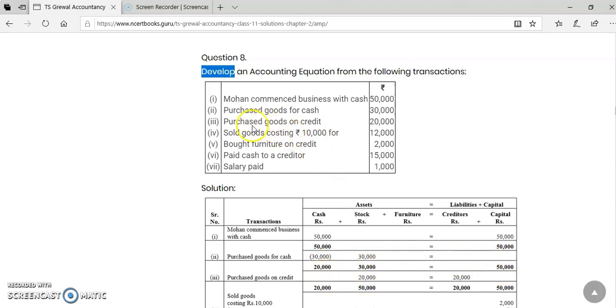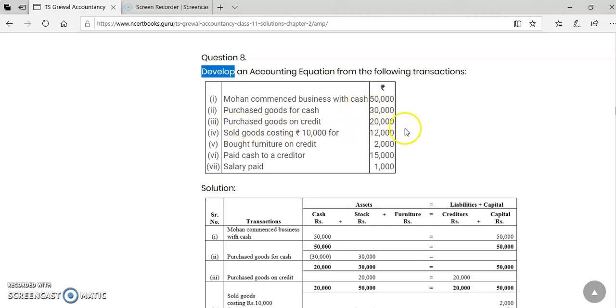Next, let's see the third transaction. Purchase goods on credit. Credit means your liability arises, your financial obligation, because if you are purchasing goods on credit, right now you are not paying anything, but you have to pay in future. That's why it would be called your liability. Which liability? We know short term. Short term is called current liability.